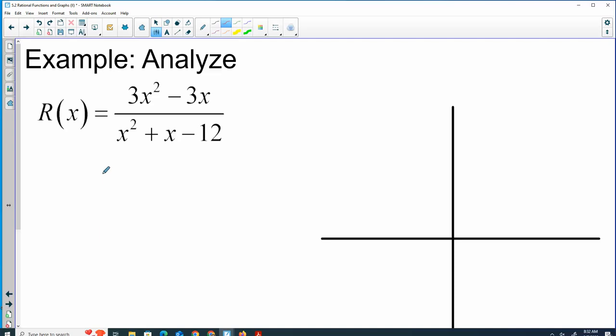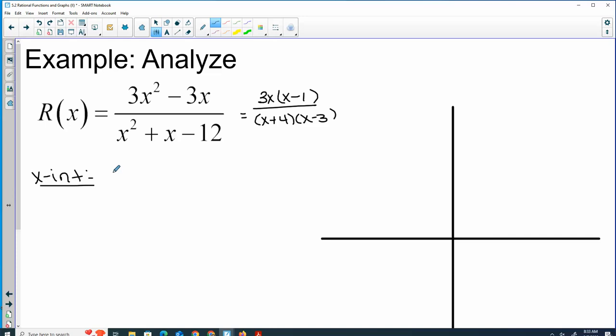Let's do one more together. What do I need to do first on this one that I didn't have to on the previous one? We can factor. On the top, take out a 3x, and that leaves us with x minus 1. Bottom would factor into x plus 4, x minus 3.